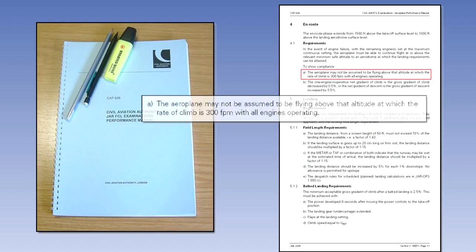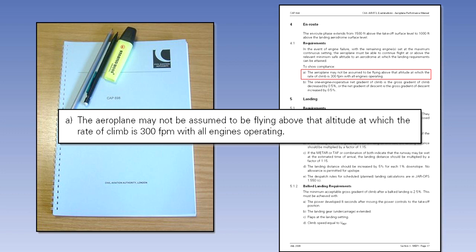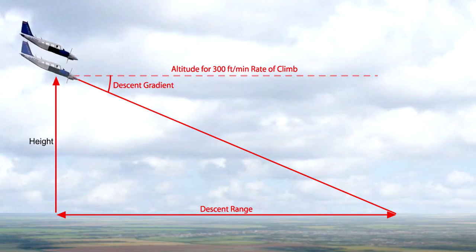The first compliance rule states that the aeroplane may not be assumed to be flying above the altitude at which the rate of climb is 300 feet per minute with all engines operating. You may recall from the single-engine en route lesson that this doesn't mean the aeroplane cannot operate higher than this altitude. It most certainly can. What the compliance rule means is the aeroplane must not use the extra altitude above the 300 feet per minute altitude to gain extra range to help comply with landing at an airfield after engine failure.